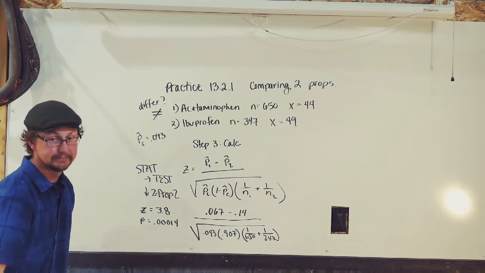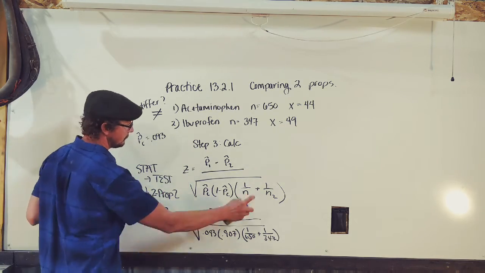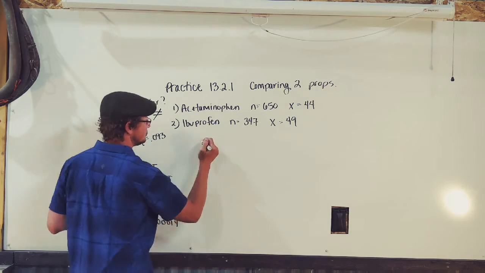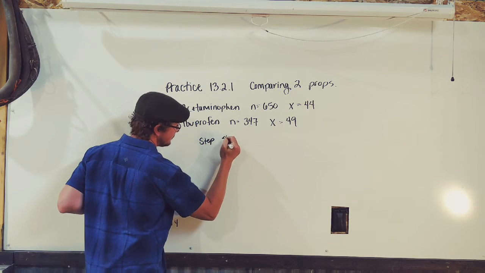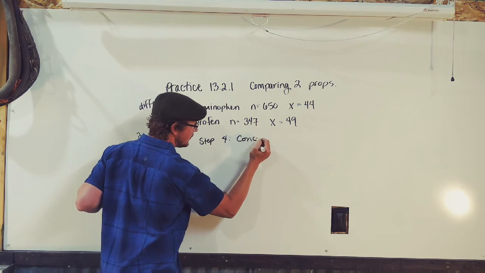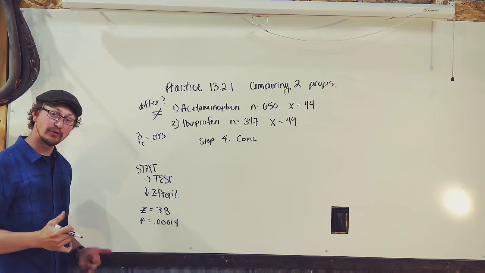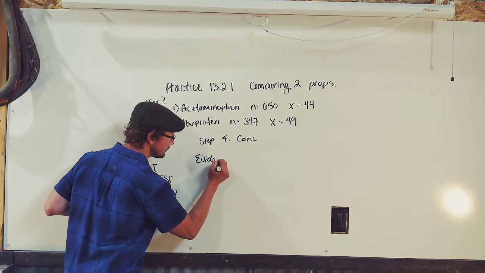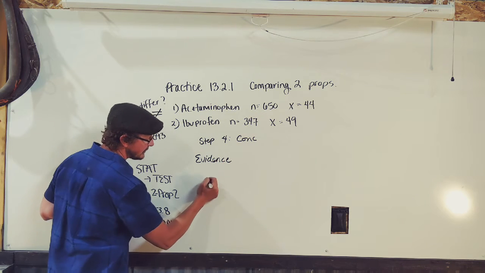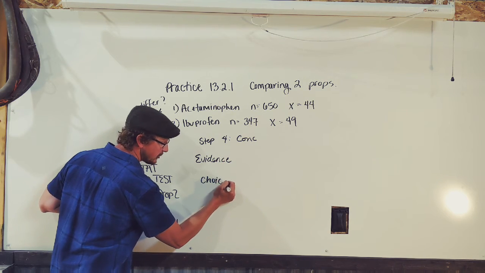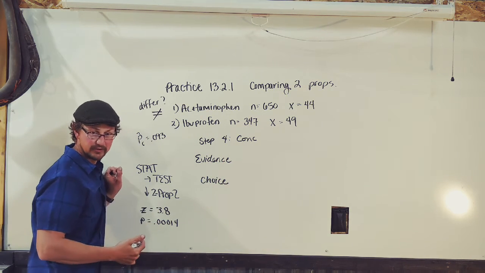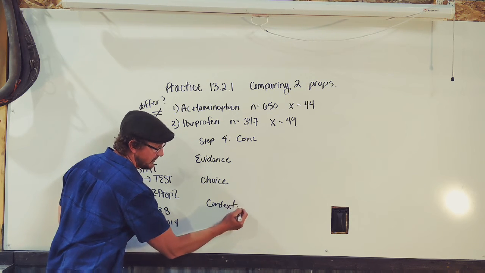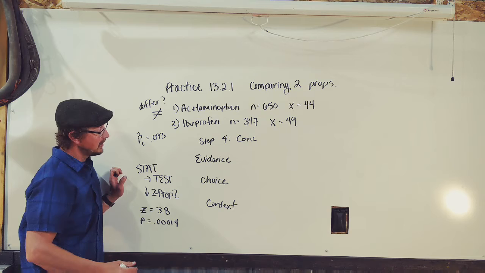So let's conclude. Just like everything, we've got to have those 3 steps of our conclusion. We need to show the evidence. We have to claim some sort of choice. Are we going to reject or fail to reject? And then we have to put that choice into the context of the problem.